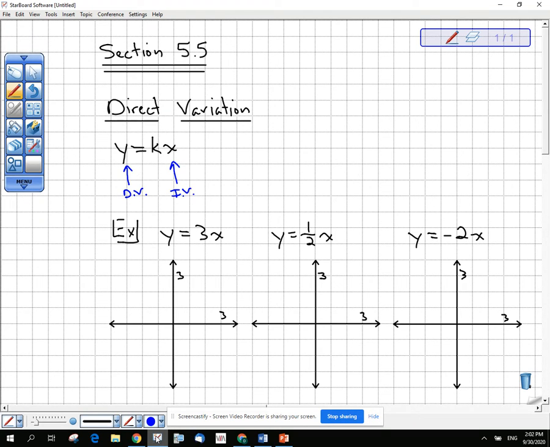Section 5.5 in Algebra 1, direct variation. Direct variation is an equation that is of the form y equals kx, like you see here. Y is the dependent variable, x is the independent variable. That is not a new teaching, of course. That is just to remind you that x is the independent variable in this situation and all the others too.